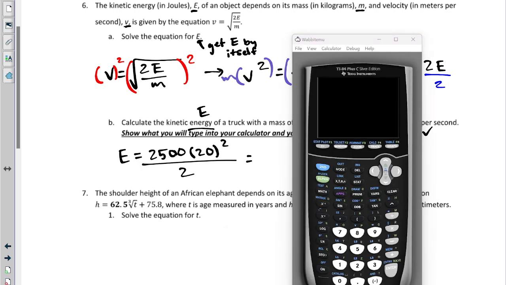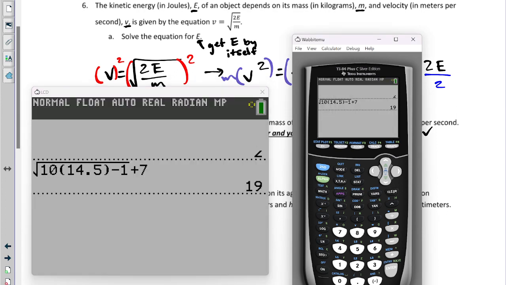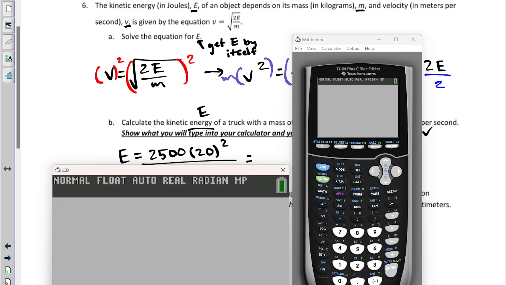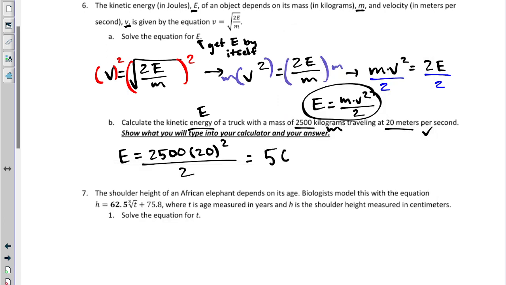Let's see. What does it equal? 2,500 times 20 squared, and then I'll divide by 2. 500,000 joules. Holy moly. That's a lot of joules, I think. 20 meters per second is really fast, no? 2,500 kilograms is a lot, no? I don't know. 500,000 joules. That's a lot of energy.